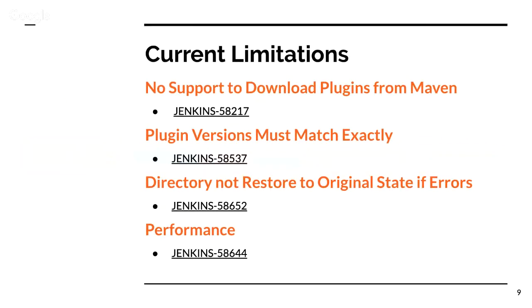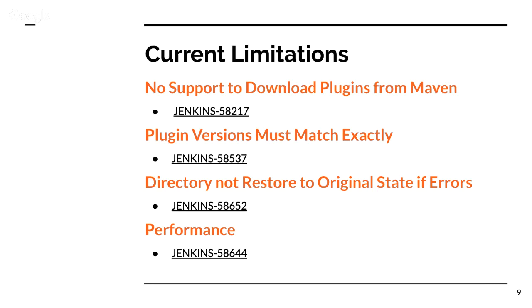So there are a couple of limitations right now that we're working through. The first is that we don't support downloading plugins from Maven. There are also some issues where the plugin versions have to match exactly what's in the update center. For example, if you request 1.5, but the version in the update center is 1.50, then your plugin may not download. That's something we're aware of and working on fixing.